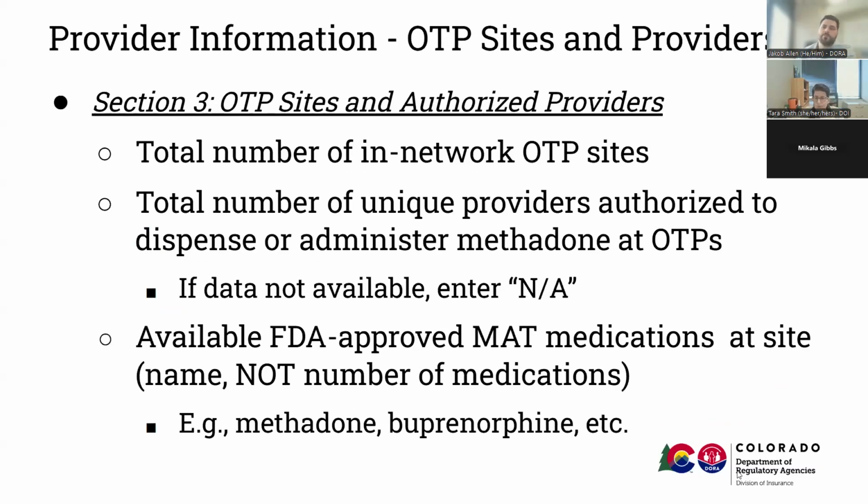Okay, on to section 3. Pretty straightforward, hopefully. We're asking that carriers report on the total number of in-network OTP sites that are contracted per market. In addition, we're asking for the total number of unique providers that are authorized to dispense or administer methadone at these OTPs. Now, we did get some feedback from some carriers saying that they don't have that information available. So if the data is not available or not able to be collected or reported on, then please, the division is asking that carriers input N-A for not available. Similarly, we're asking for any available FDA-approved MAT medications that are provided at these sites in addition to methadone. And again, these are the names of these medications, not the number.